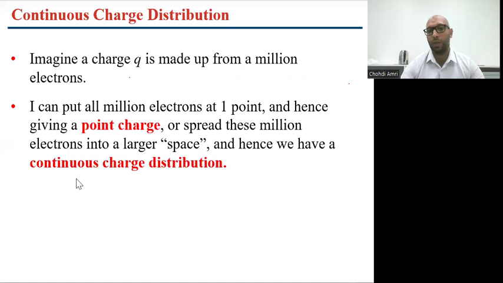Imagine a charge Q is made up of millions of charges, millions of electrons, for example. I can put all these electrons at one point, and hence we will get a point charge. Or we can spread out these millions of electrons into a larger space, and hence we have a continuous charge distribution. So continuous charge distribution means the spreading out of point charges on a surface, or in a volume, or along a linear charge line.